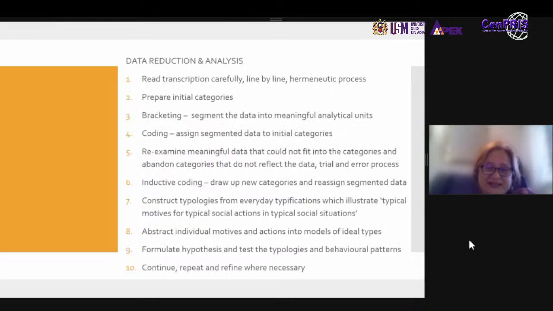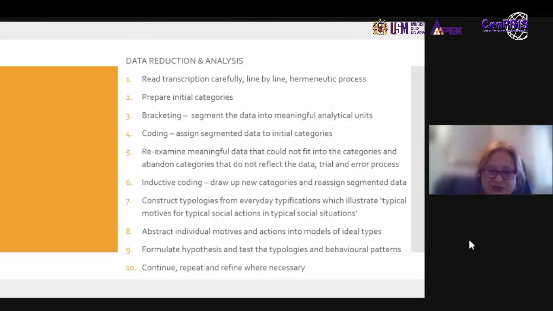Then data reduction and analysis. So I should read all these interview transcripts carefully, line by line, and then this is another hermeneutic process, and prepare the initial categories. So then I'll start to do some bracketing and segment the data into meaningful analytical units. Then I will do coding, assign segmented data to initial categories, and then re-examine all this meaningful data, whether it fits or doesn't fit. If it doesn't fit, then I've got to think of new categories. So this is inductive coding. Actually, to draw the new categories and to refine the categories based on what is found in the data, and to discover new things in the data. Maybe I discover new ideas or new connections, and then reassign the segmented data.